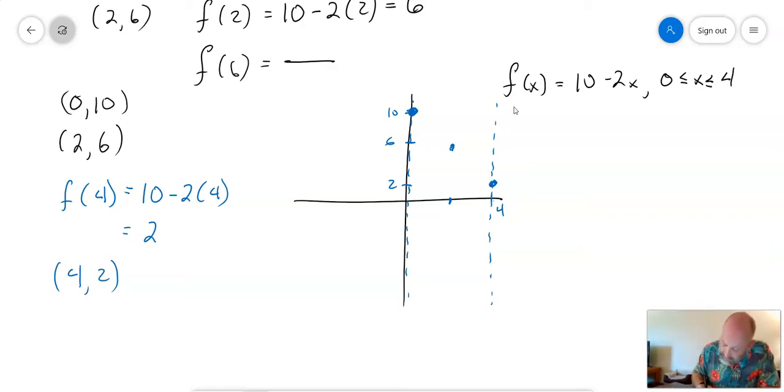But the bottom line is this function goes from the point 0, 10 to the point 4, 2. And it's a straight line. It is a linear function, right? There is nothing outside of that.